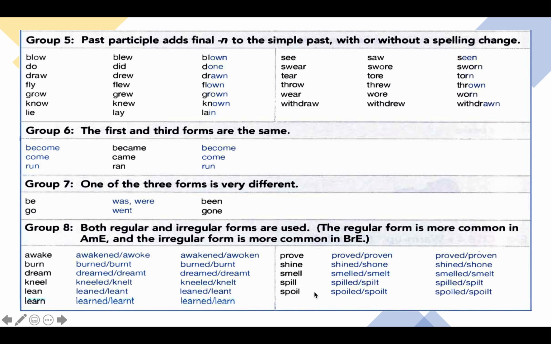And by this we finish the different types or groups of irregular verbs that we can have in English.